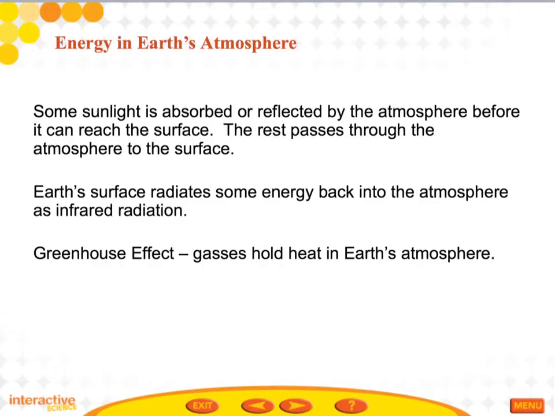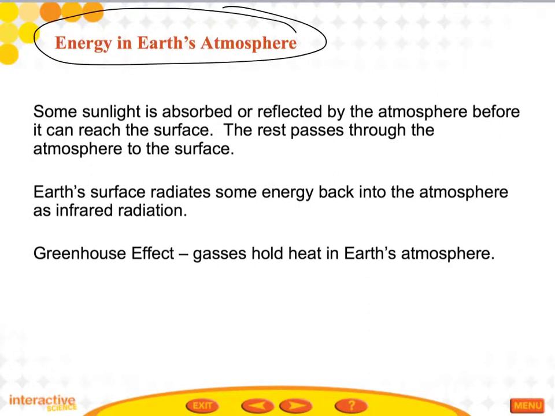This next section is about energy in Earth's atmosphere. Now, some sunlight is absorbed or reflected by the atmosphere before it can reach the surface of our Earth, and the rest passes through the atmosphere to the surface. Now, I don't want to talk about the different types of waves. We'll possibly deal with those when we hit chemistry and physics next year.